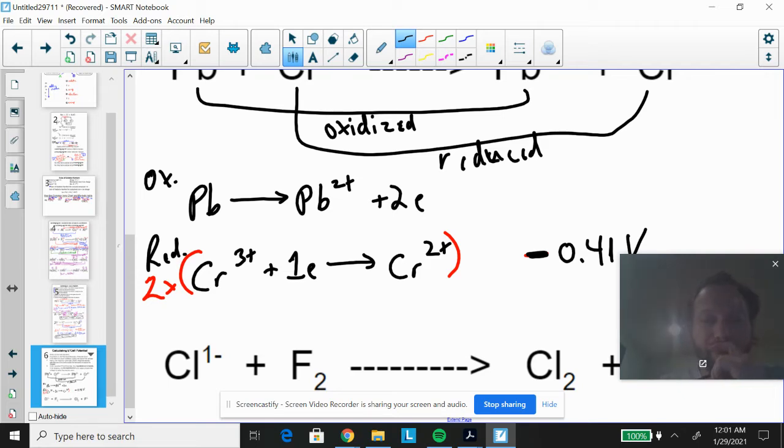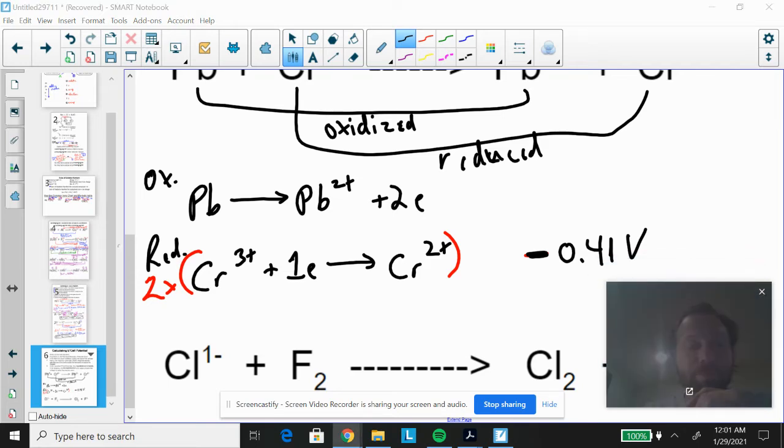Okay. Now, the next one, this is the oxidation one. So when we're looking for this, let's try to find it.